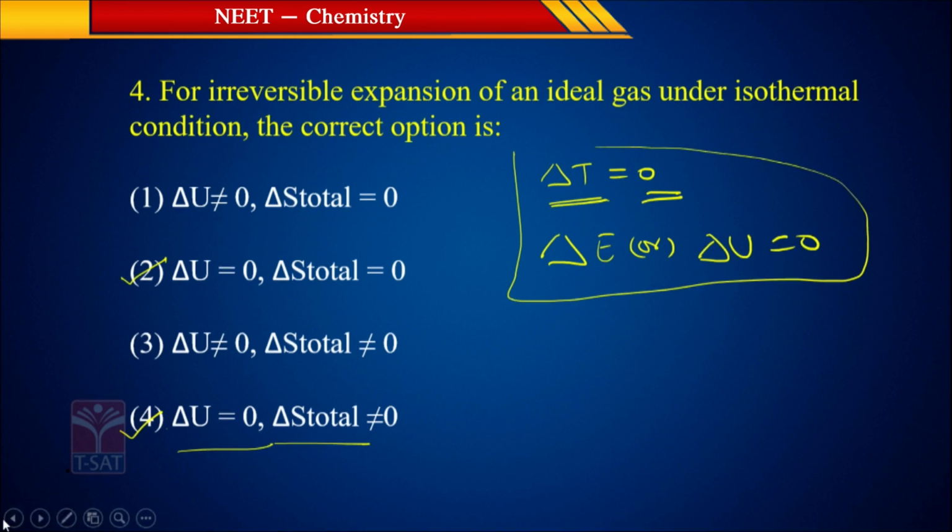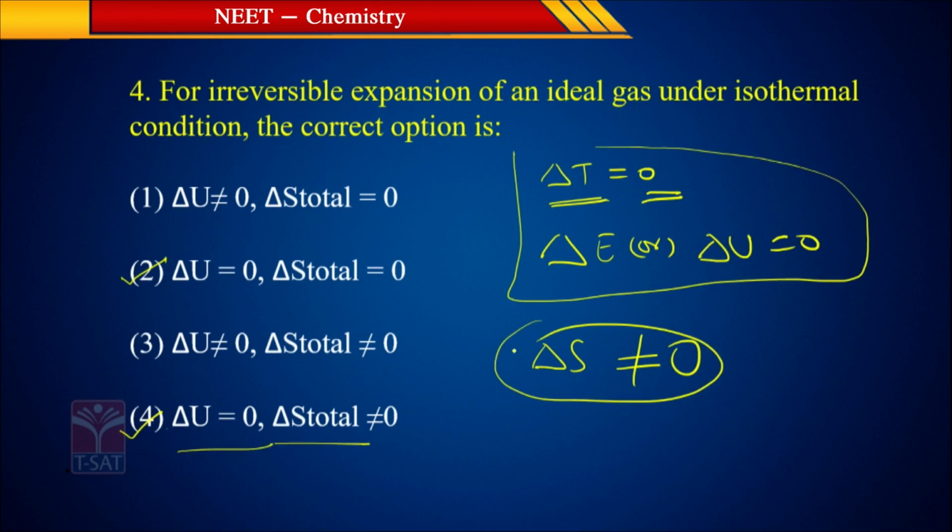But it is a what process? Irreversible process. For an irreversible process, delta S is not equal to 0. But if it is a reversible process, delta S is equal to 0. Irreversible process means delta S not equal to 0. That is option 4.